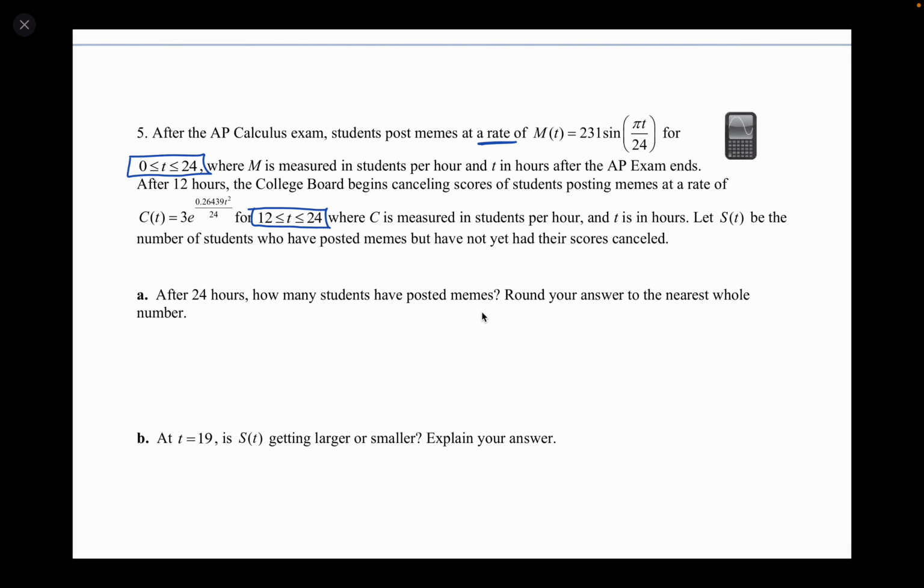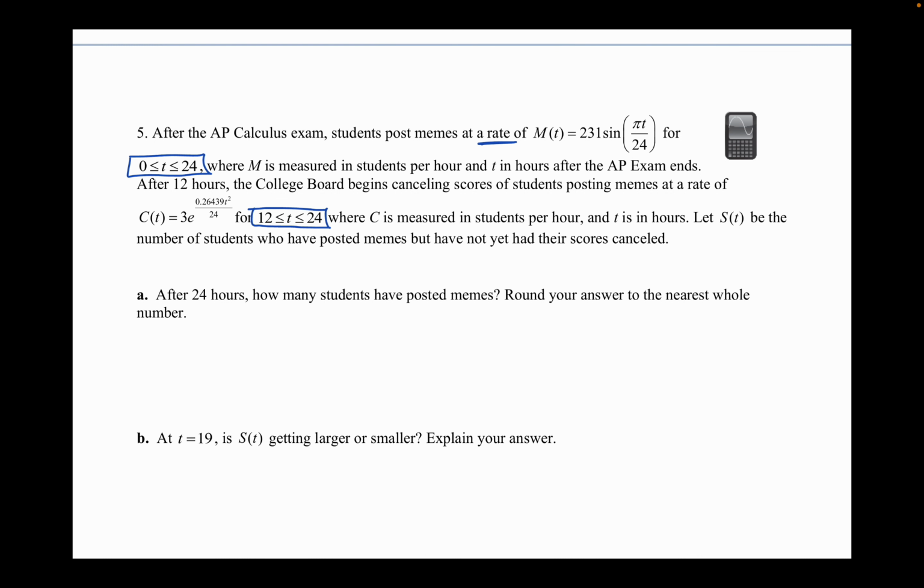The first thing we're going to look at is after 24 hours, how many students have posted memes? So this gets to our idea of area under the curve and what that means. We have the rate at which students are posting memes. If we find the area under the curve from 0 to 24, that will tell us how many have actually posted memes. So we'll go from the rate back to the amount. The area is just the integral.